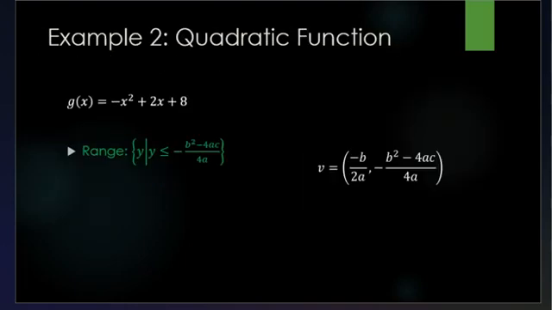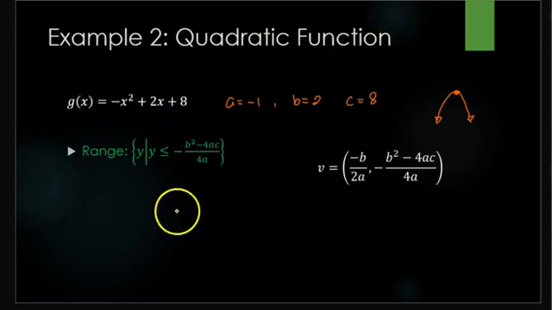Next example, we have another quadratic function here. Here our a is -1, b is 2, c is 8. Since a is negative, we know that this is a parabola opening downwards. Then we know that the range, the y value, has a maximum value of negative (b squared minus 4ac) over 4a.